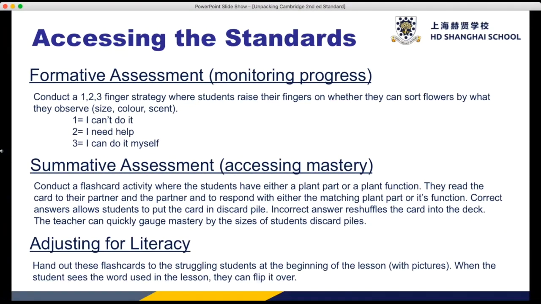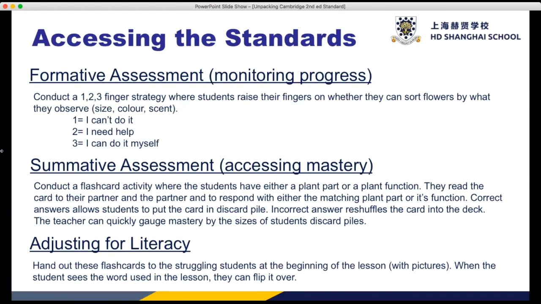To assess the standards and make sure that they are meeting the standards, the teacher could do a simple 1, 2, 3 finger strategy where the teacher has the students raise their hands on whether they can sort their flowers by size, color, and scent. One being they cannot do it, two, they need some help, or three, they can do it all by themselves.